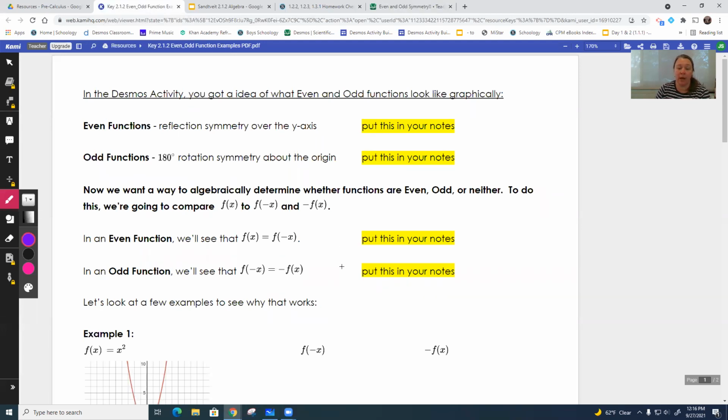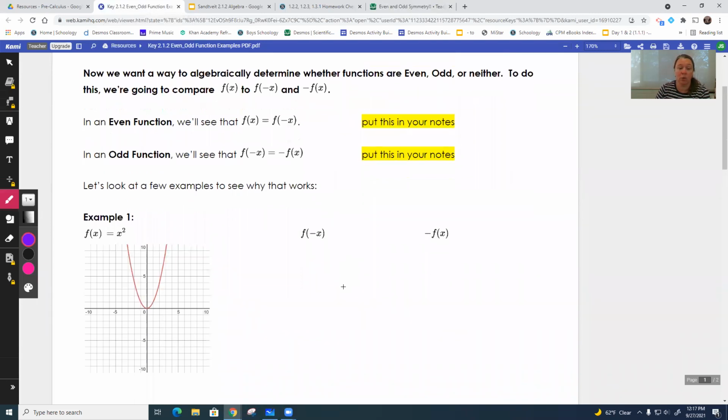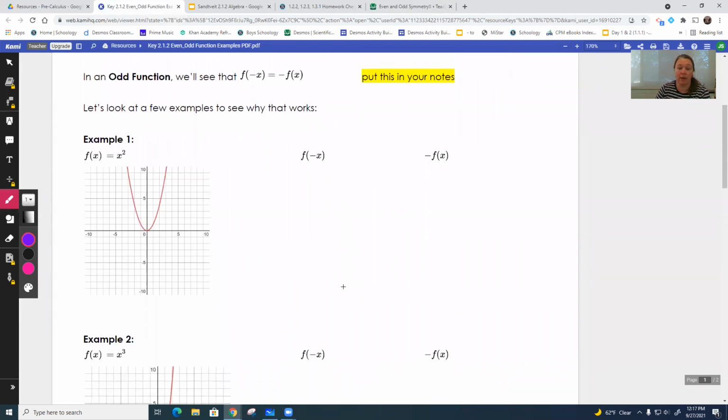And to determine if they are even or odd algebraically, we're going to compare the original function to the function of the opposite of x and to the opposite of the function. So in an even function, we're going to see that f of x is equal to f of the opposite of x. Okay, make sure that's in your notes. In an odd function, we're going to see that f of the opposite of x equals the opposite of f of x. You're probably like, well, those look really similar, but they're not necessarily always the same. So we're going to look at a couple of examples to see why this works.